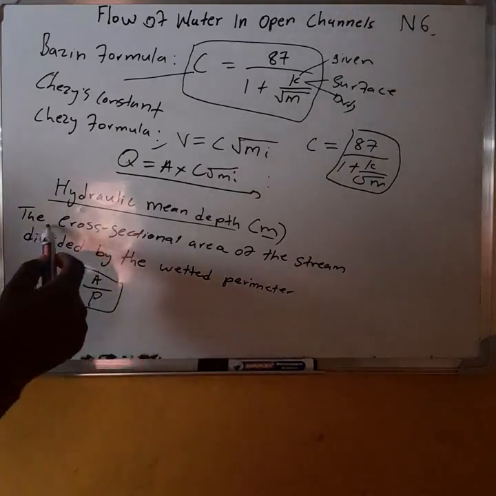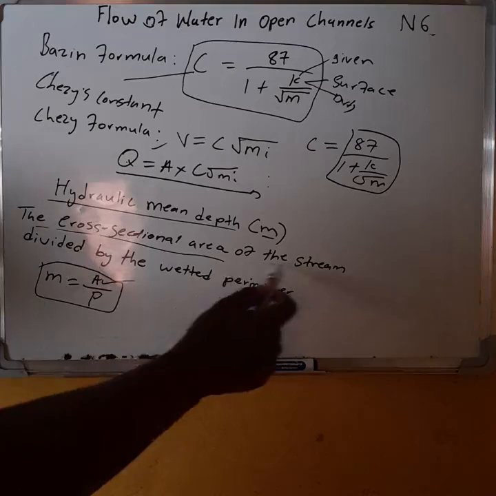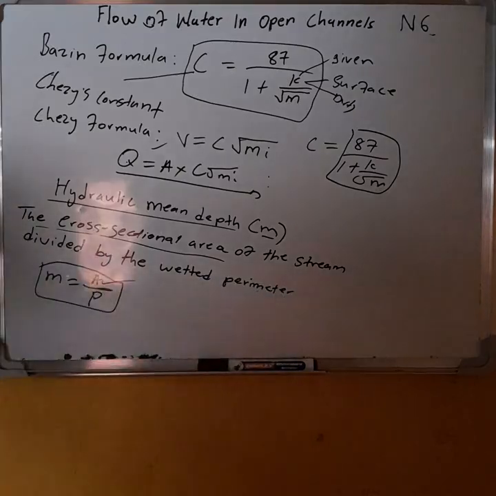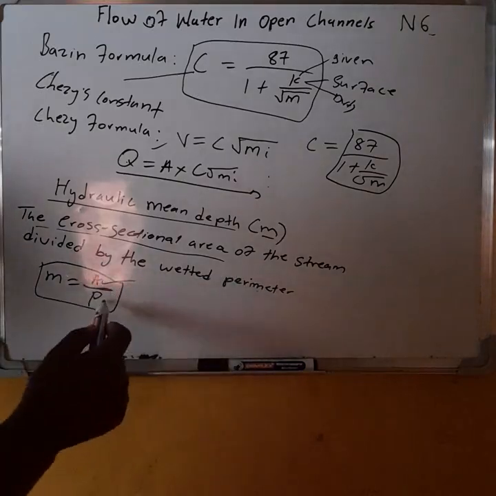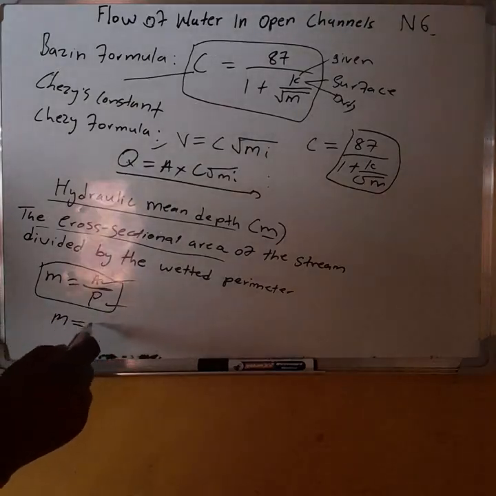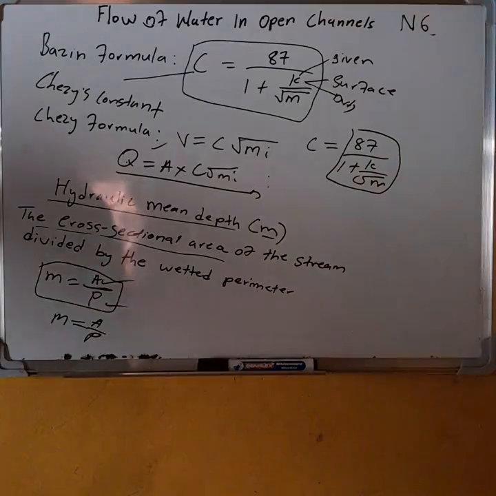You can see the cross-sectional area here, the cross-sectional area of the stream, divided by the wetted perimeter. Here is the wetted perimeter. So M is equal to area divided by P, the wetted perimeter. From this definition, we understand, right? Cool.